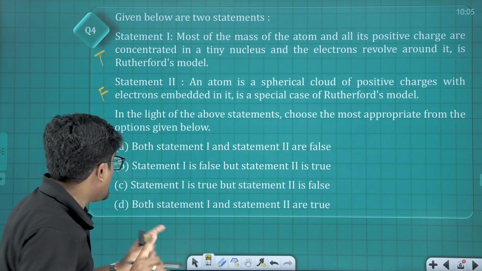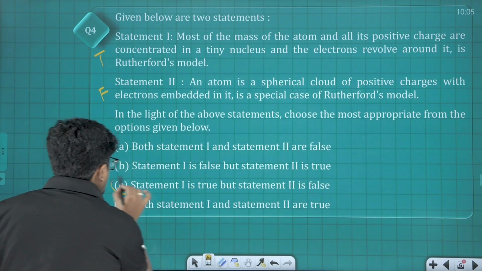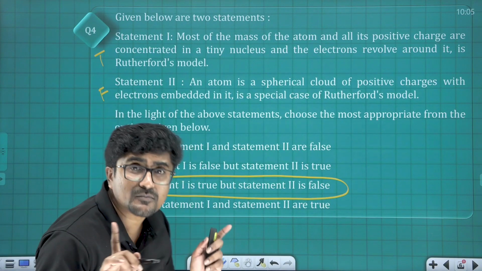So 1 is true and 2 is false. I repeat, 1 is true and 2 is false. That means option C must be the correct answer for question number 4.